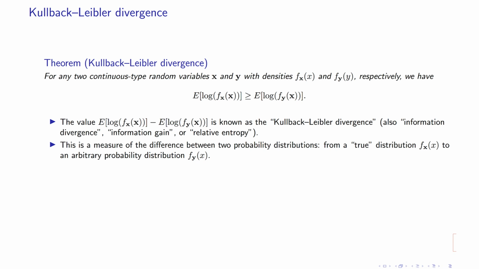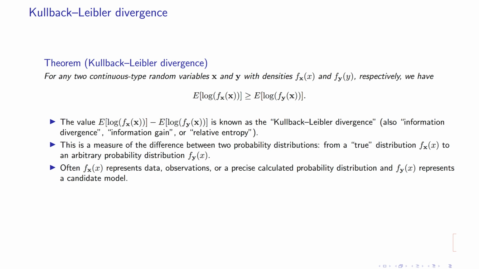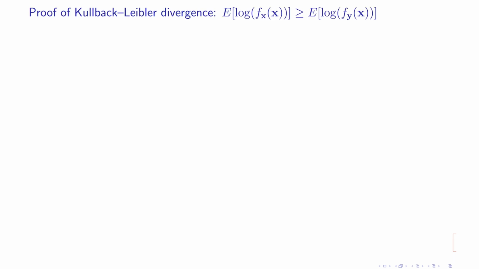The proof is very easy. Often fx of x represents data, your observation, or a calculated probability distribution, and fy of y represents a conditional model. So you could use this Kullback-Leibler measure, and it is heavily used in machine learning as well, and in various applications. We want to prove this one. Basically, this is an integral and this is another integral. Expressions are long, so we start with a very simple inequality.